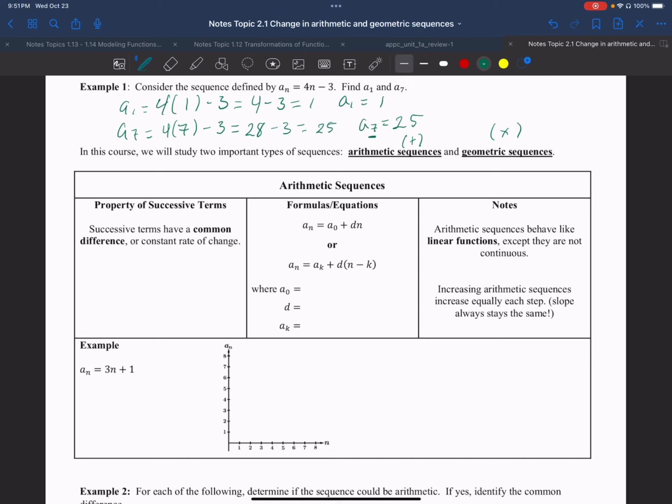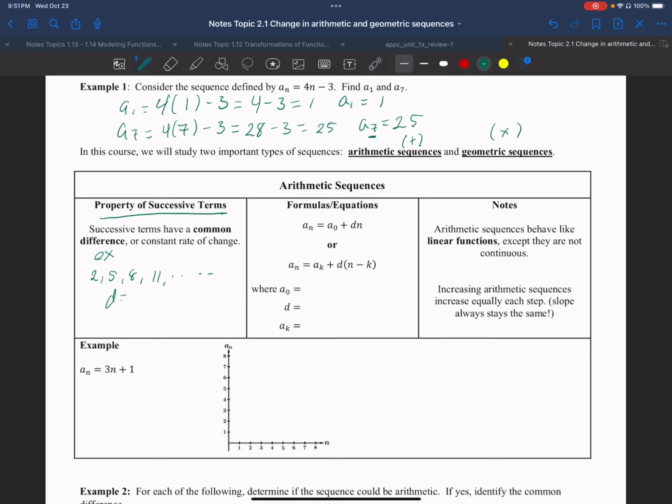When we're talking about arithmetic sequences, we have a property of successive terms. So successive terms have a common difference or a constant rate of change. We can write an example of an arithmetic sequence, so 2, 5, 8, 11, etc. And we can see that to get from the first number to the second number, I have to add 3. To go from 5 to 8, I have to add 3. And to get to 11, I have to add 3 to 8 as well.